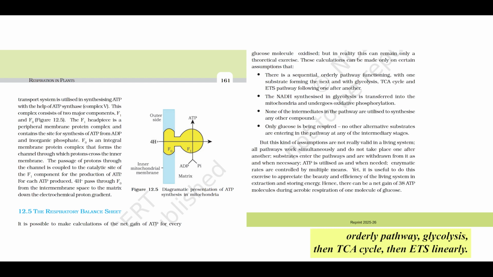Glycolysis, then TCA cycle, then ETS, linearly. Second, all NADH from glycolysis is efficiently transferred into the mitochondria for oxidative phosphorylation. This might have a small cost. Third, no intermediates are siphoned off for other biosynthesis pathways. And fourth, only glucose is being respired, no fats or proteins entering midway. All right, so real life is messier, but this calculation helps understand the potential.